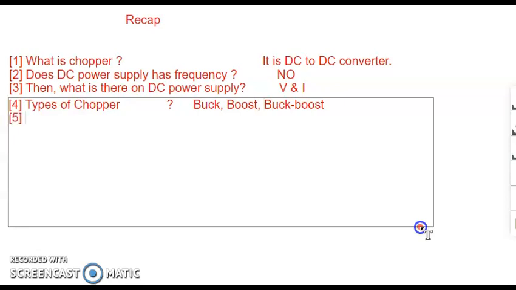The next question: what is a buck converter? A buck converter is nothing but one where the output voltage is low compared to the input voltage. Compared to the input voltage, if the output voltage is low, that is a buck converter. Buck means output is low.